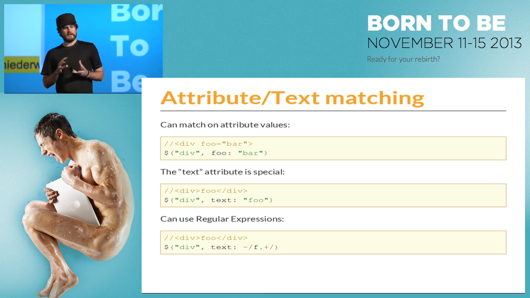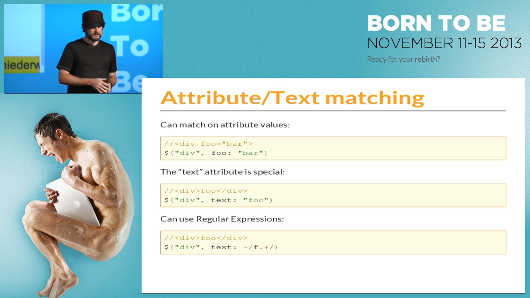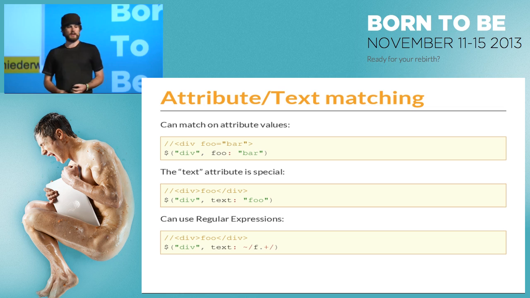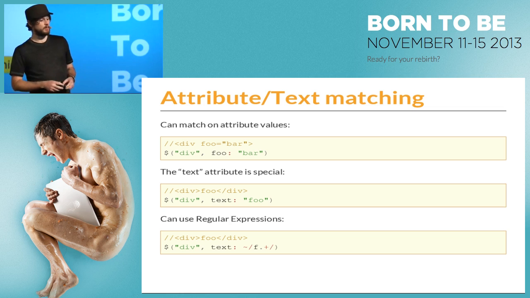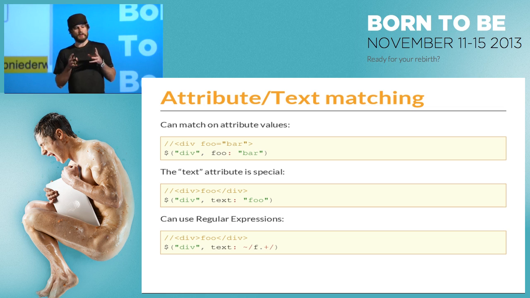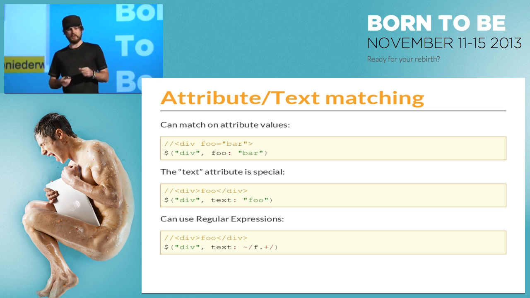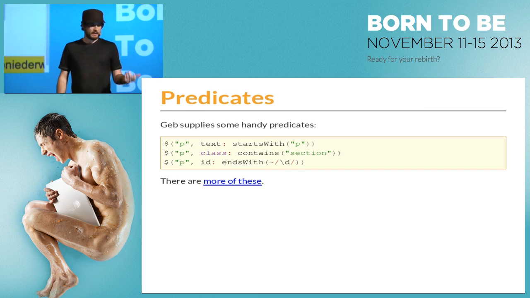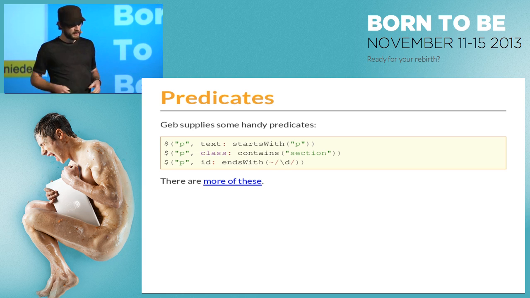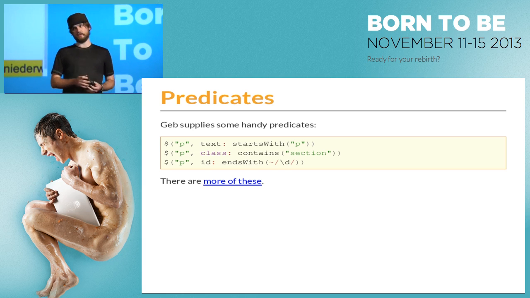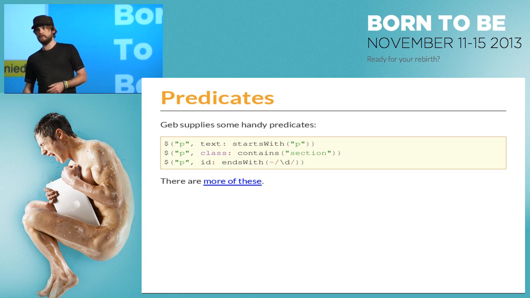So for the attribute and text matching, the syntax here may look a little bit foreign if you're not used to Groovy, but this is Groovy's named parameter syntax. It's really just a literal map. So here we're saying I want all the div elements that have a foo attribute with a value of bar. The next one is saying that text is a special attribute, which means the actual element text. So this is how I can pull out all the divs that actually have text there. And I can use regular expressions with those as well if I want to do some kind of partial match.